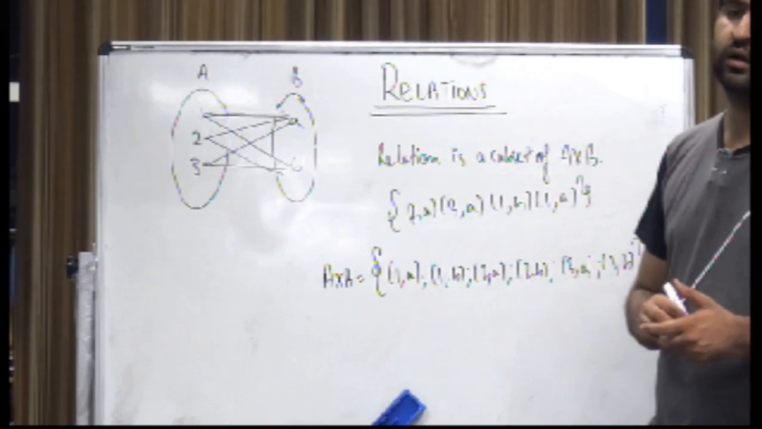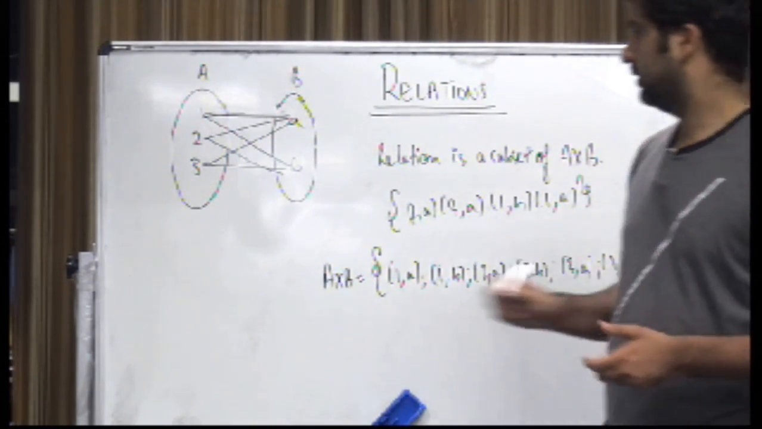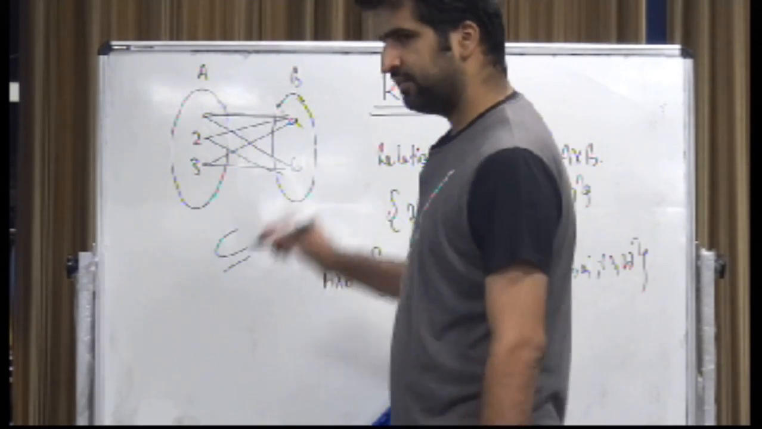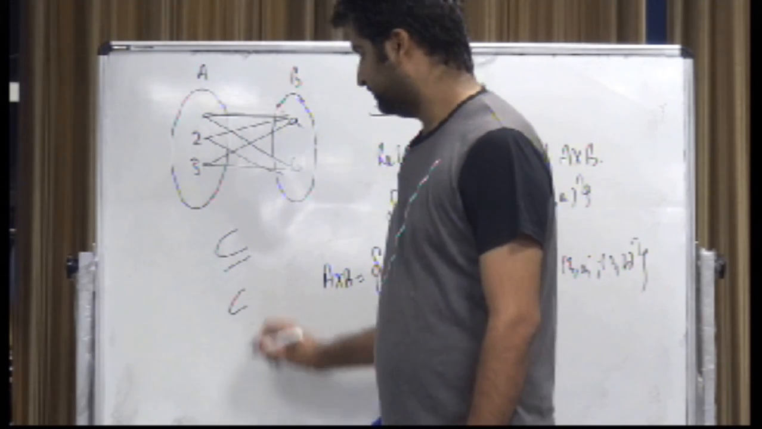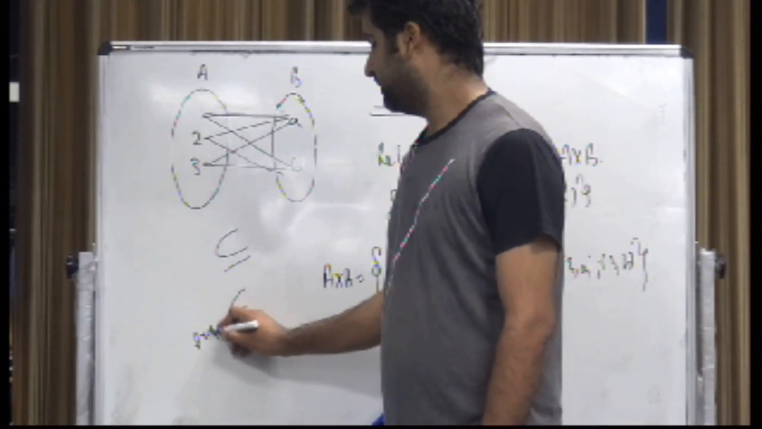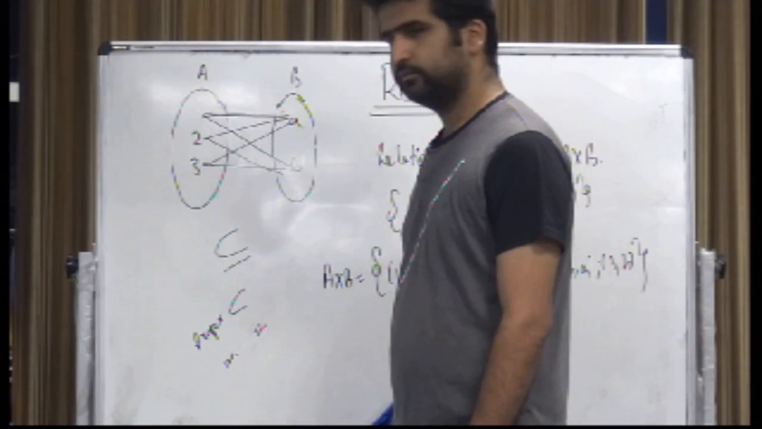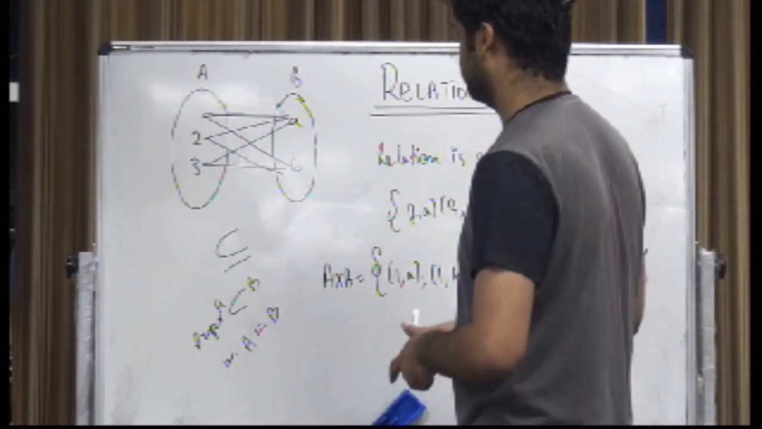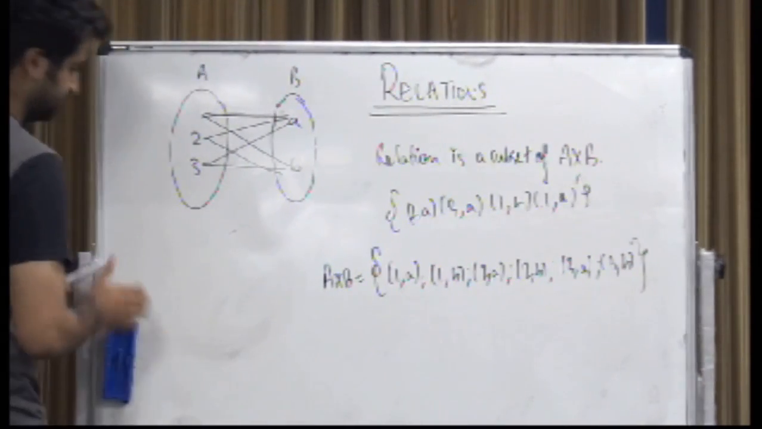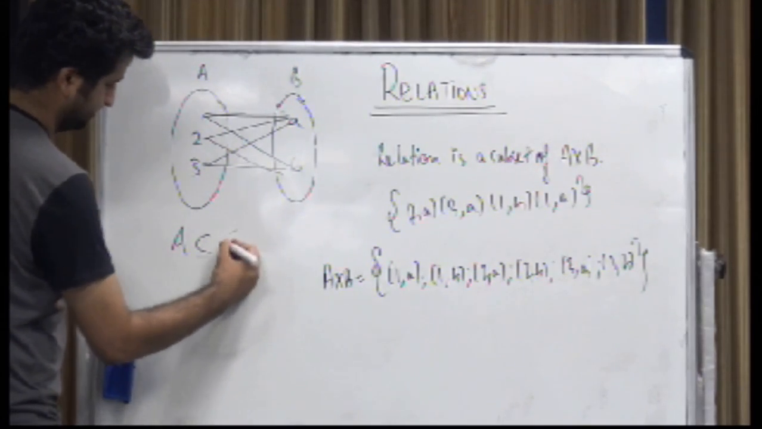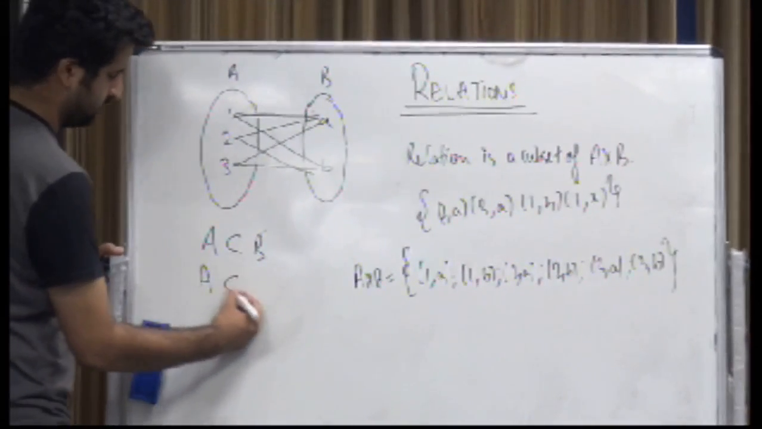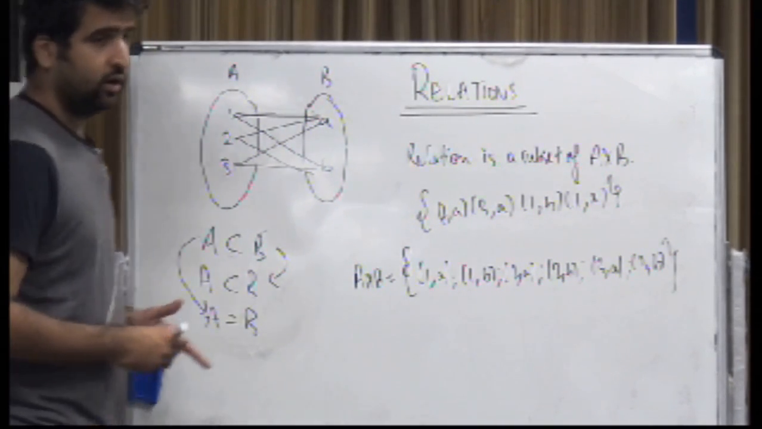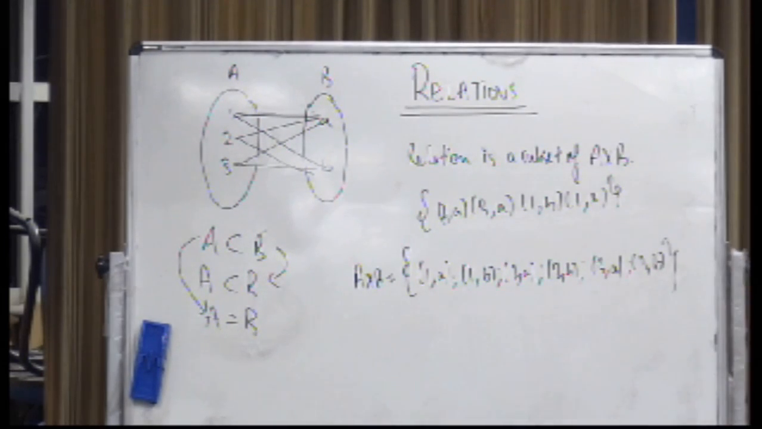While writing the symbol of subset, we used that circle and a line. This includes improper as well as proper. If you are definite that it is proper or improper, this is for proper, and for improper, obviously, it will be equal. A is equal to B. So this contains these two things: either A is a subset of B or A is equal to B.